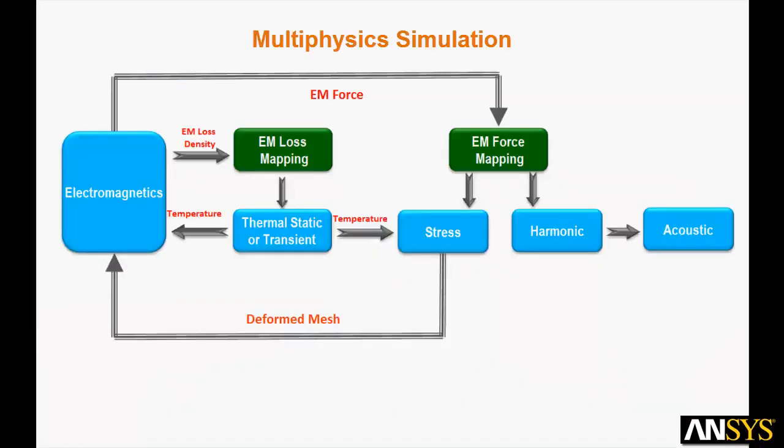For the final example, we show comprehensive multiphysics simulation of an electric machine. This flowchart depicts the process whereby electromagnetics is used to drive thermal simulations, stress analysis, harmonic analysis, and finally acoustic noise. The mapping functions that you see are handled automatically in the Ansys Workbench environment.